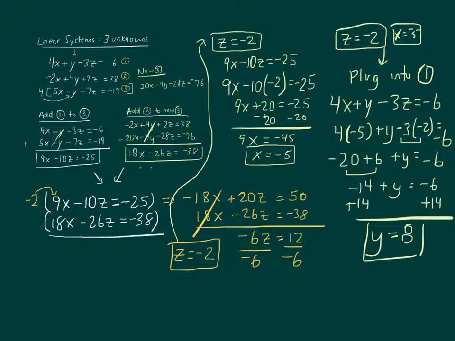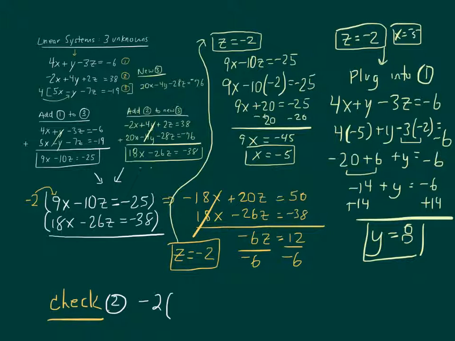Now, I have my three unknowns. I have z equals negative 2, x equals negative 5, and y equals 8. And we hope they worked there. So what we can do is check them. You can check them in all three, but at least one. So let's see, 4 times negative 5, well, you know what? I just used that equation, so that one probably should work because that's where it came from. Let's try another equation, like let's use number 2, just to make sure that it's working out here.